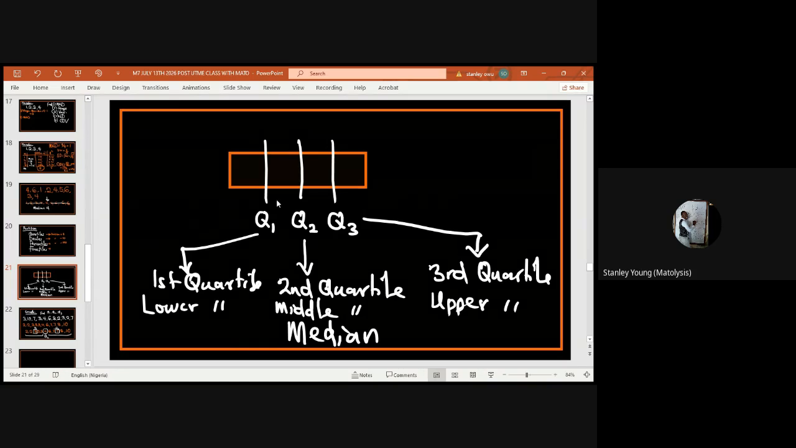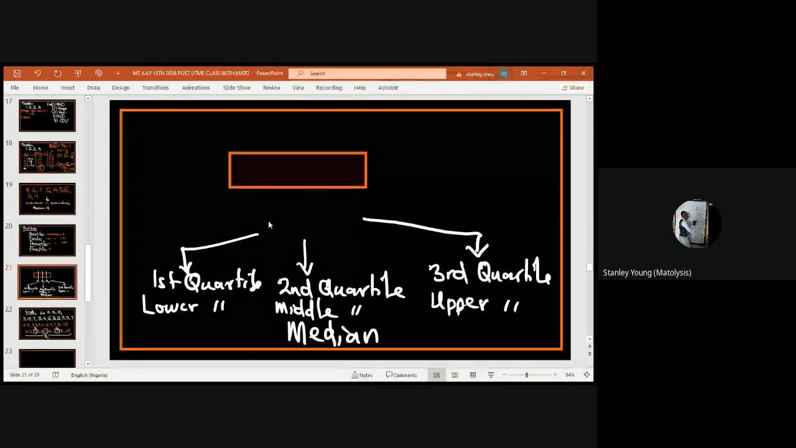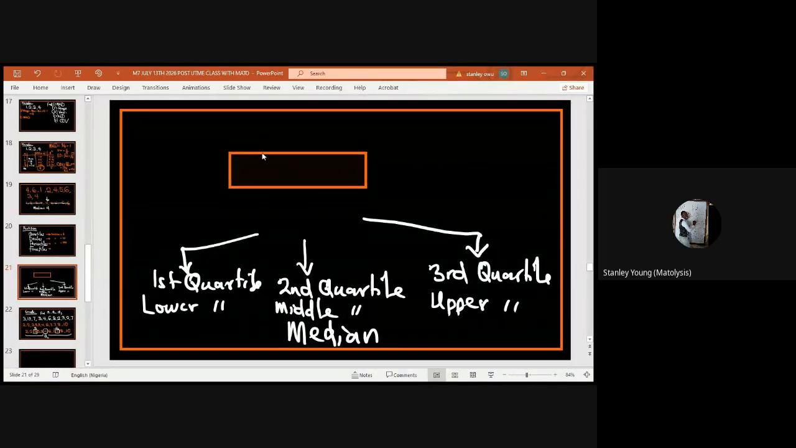I said if you are given a particular set of data like this, and the question wants you to divide it into 4 equal parts, in order to do that, what you need are 3 distinct lines, like 1, 2, and 3. So if you do this division, you're going to get 4 different points of division.